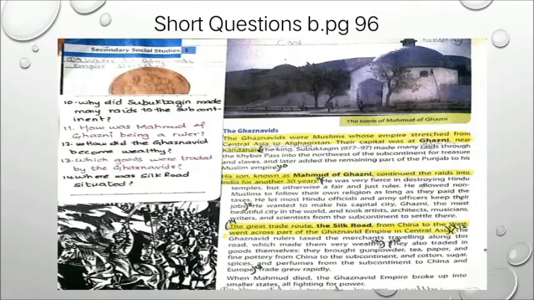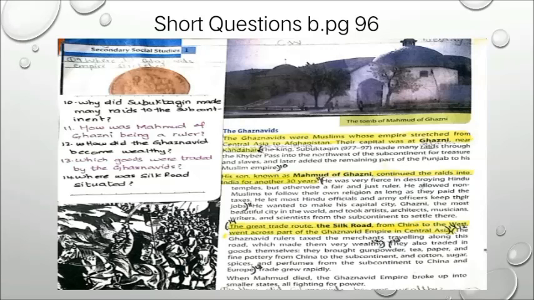Short question answers of book page number 96. Again, you have to paste a sticky note on this page too, so that you can jot down all the questions here. Starting from question number 10. Why did the subcontinent make many raids to the subcontinent? For its answer, you have to move to paragraph number 1. It's line number 3, starting from the King Subcontinent till Muslim Empire. That makes it the end of the paragraph.